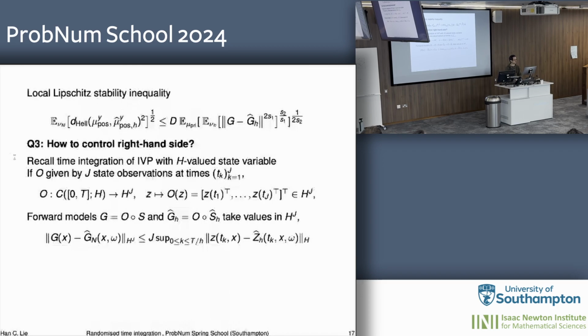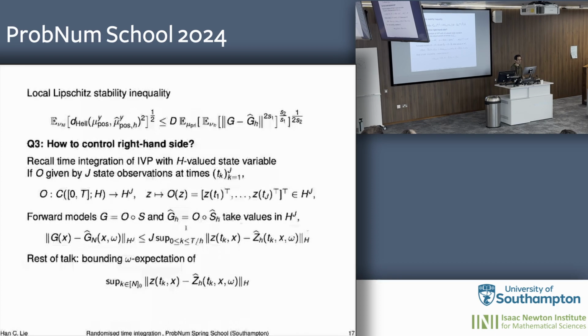Recall that we had this time integration of the initial value problem. We have J state observations at times t1 all the way up to tJ, and we have these forward models. Because we're using the same observation operator for both G and G hat H, we can control the error in the forward model as the worst case of the error in these trajectories. So the rest of the talk is about bounding the omega expectation of this.